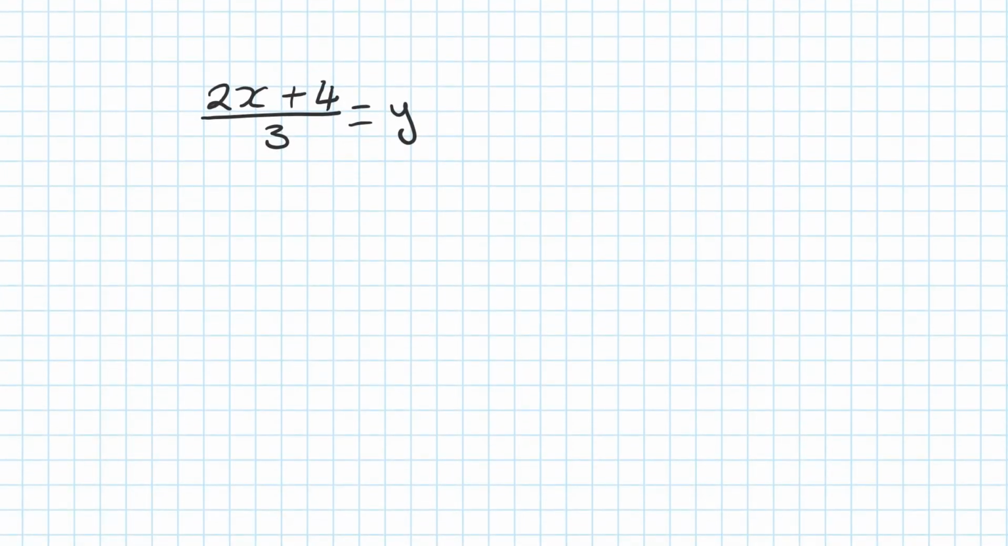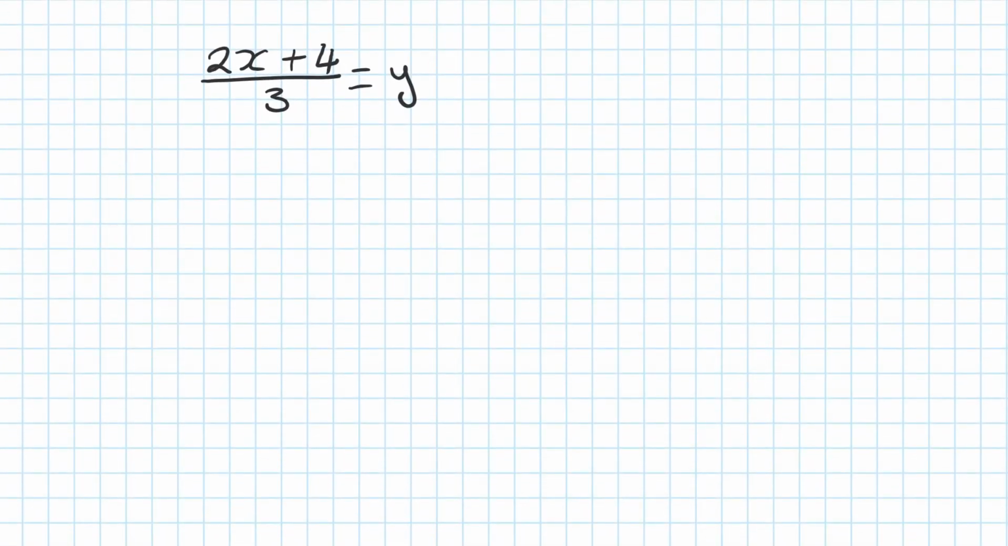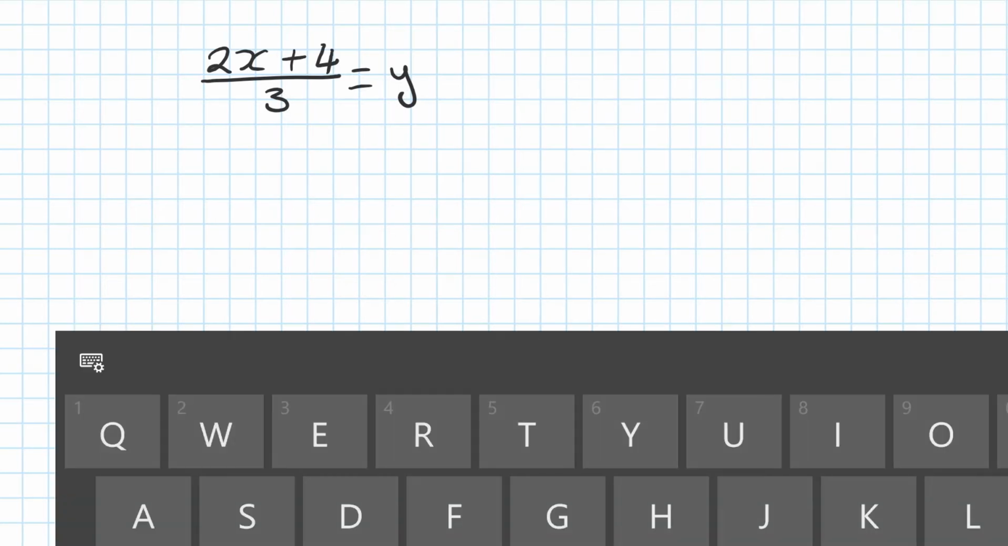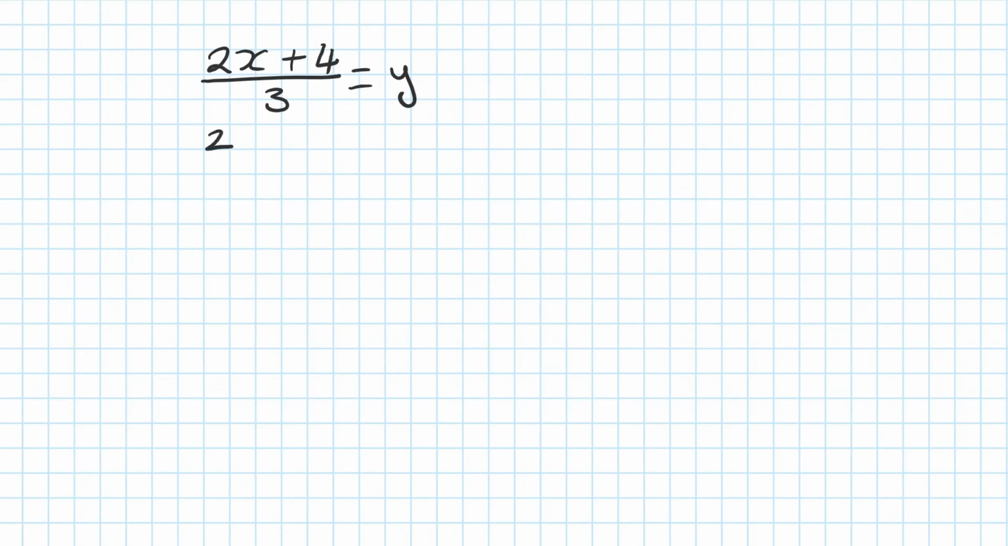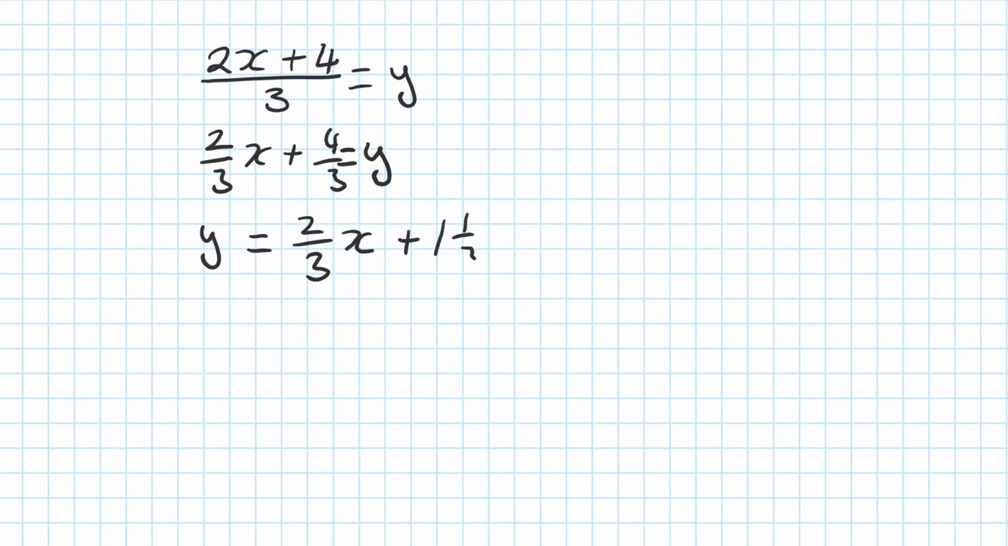Let's have a look at this question. 2x plus 4 all over 3 equals y. So you can see I can times everything by 3, or I can write in gradient y-intercept form. In fact, I write in gradient y-intercept form. So this is the same as 2 over 3 x plus 4 over 3 equal to y. So I just rewrite it here so you can see easier. So that gives me this plus 4 over 3. 4 over 3 is 1 1/3.